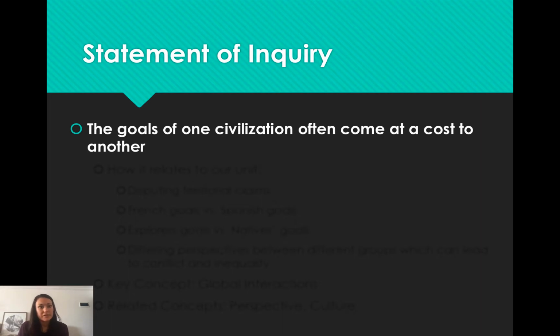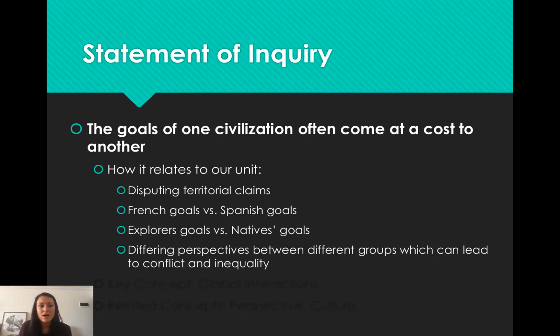Our statement of inquiry for this unit is, the goals of one civilization often come at a cost to another. So what that means is we can talk about disputing territorial claims. We can talk about how the French goals were different than the Spanish goals in terms of exploration, or how their experiences in Texas were different. We can talk about explorers' goals in comparison to natives' goals, particularly when we talk about the mission system.